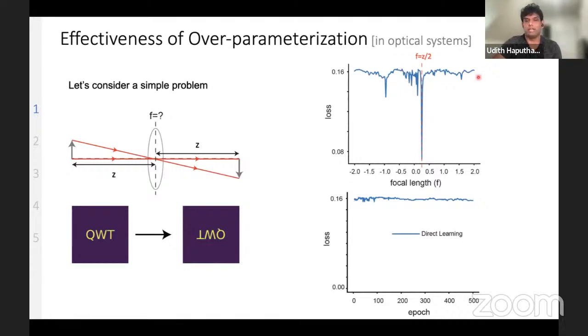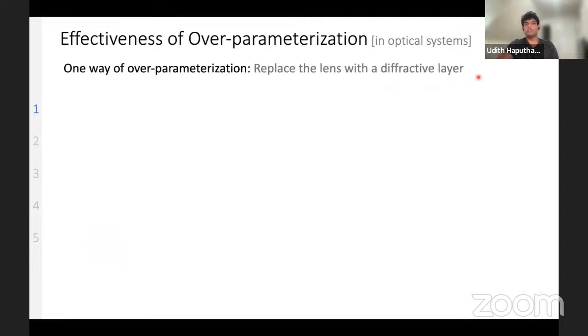So what can we do here then? One way to do the over-parameterization for this case is to replace that lens with a diffractive layer. What is a diffractive layer? I will go into detail. Let's say this is the lens, and E_in is the input electric field just before the lens, and E_out is the electromagnetic field just after the lens. This lens does a transformation, which is A, and this is an element-wise product.